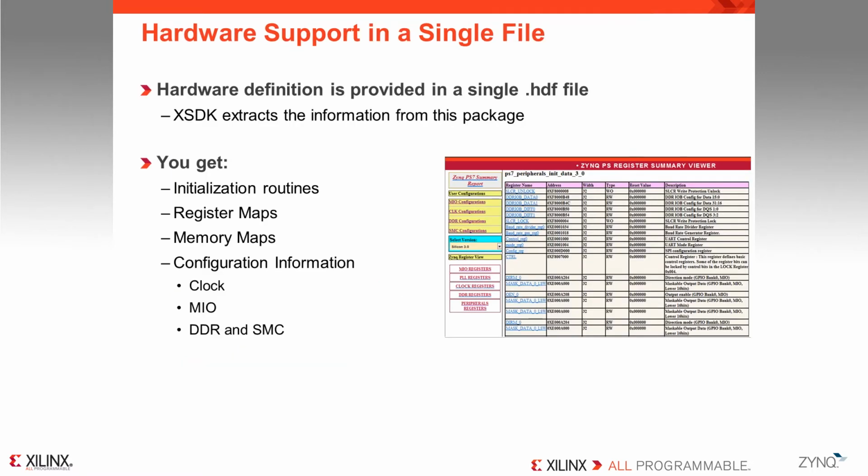With ever-evolving hardware, software engineers worry about constant revisions to the low-level drivers and API for the processor and custom hardware. The SDK solution is simple. The hardware definition is passed to the software team through a single hardware definition file extracted from the hardware build. The SDK uses this file to extract register maps, processor and peripheral configurations, and creates a comprehensive board support package and API. With the HDF, the board support package is just a few mouse clicks away.